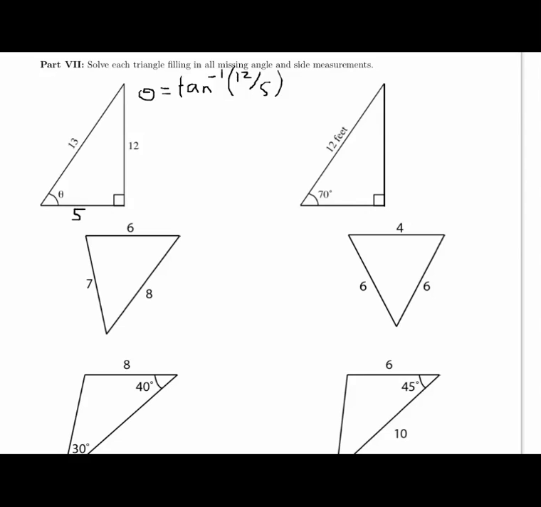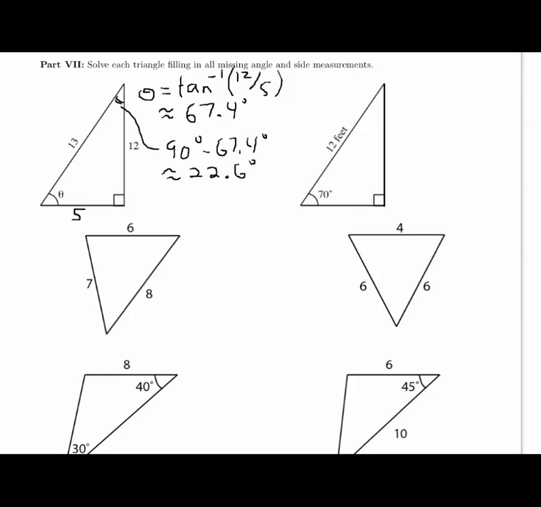If you put this in a calculator, and my calculator is on degree mode, so I'll just stick with that, then I get an angle of approximately 67.4 degrees. So that'll be the angle theta. But in a right triangle, the other angle, of course, is complementary, so this extra angle should be 90 degrees minus 67.4 degrees, which is approximately 22.6 degrees.